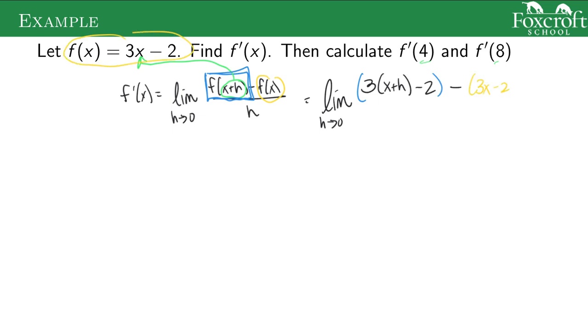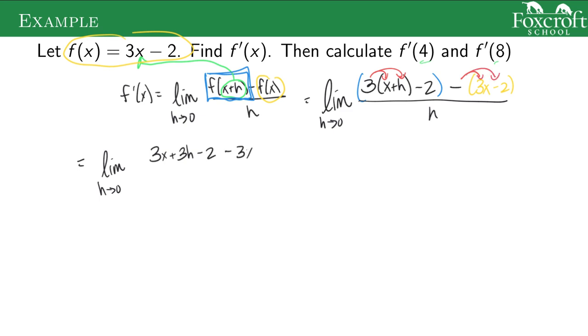When you're doing this process, use parentheses more than you think. Put parentheses around stuff because there's a lot of distribution that has to happen in order for you to get the right answer. So let's see what our next step is going to be. On the top here, this 3 is going to distribute in. Forgetting the distribution property is one of the most common mistakes. That's going to be 3x plus 3h minus 2. And again, this negative sign distributes into both of these. That's why you want to put parentheses around stuff when you're plugging it in. So I'm going to get minus 3x plus 2 all over h.